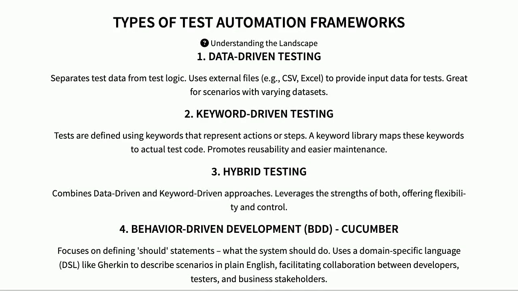Let's talk about different ways to build your test automation frameworks. First, we have data-driven testing. This separates the actual data you're using from the tests themselves. Think of it like feeding your tests with different information from spreadsheets or files. Then there's keyword-driven testing, where you define actions in a keyword library and link them to your code. Hybrid testing is just a blend of those two, giving you more control. BDD, behavior-driven development, uses a language like Gherkin to describe what the system should do. Finally, we have Page Object Model, or POM, which is all about organizing the user interface into reusable objects, making your tests cleaner and easier to maintain.